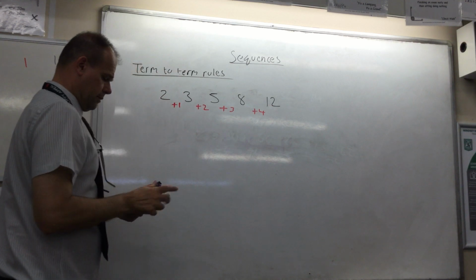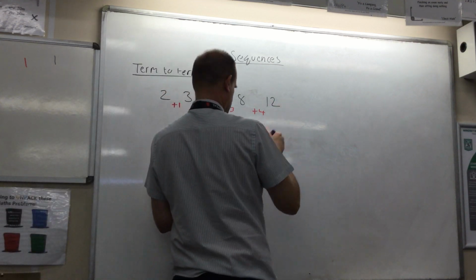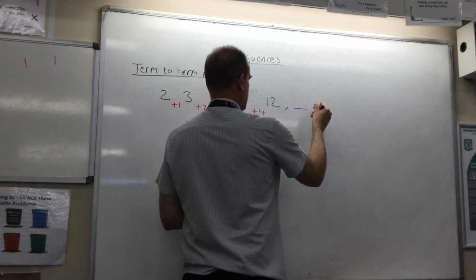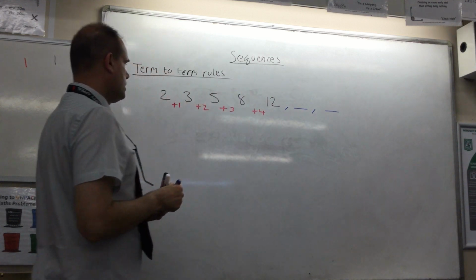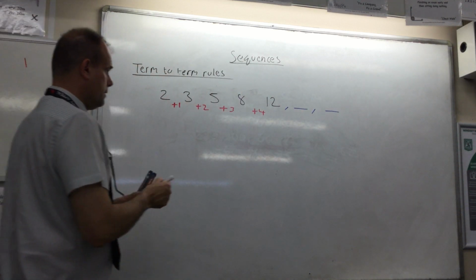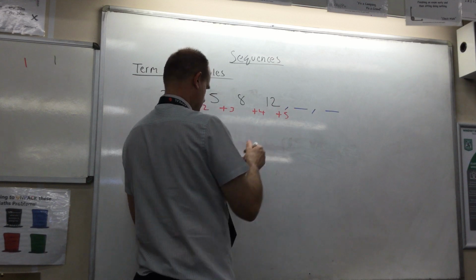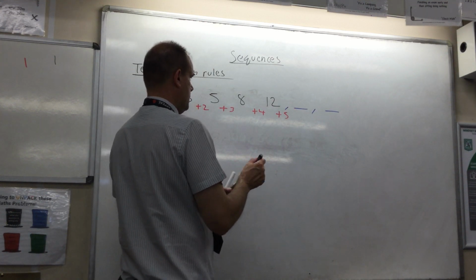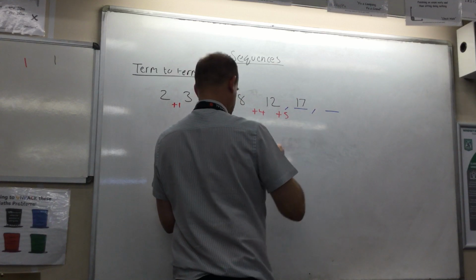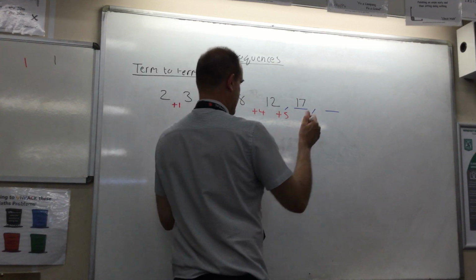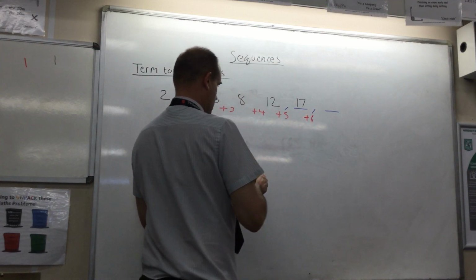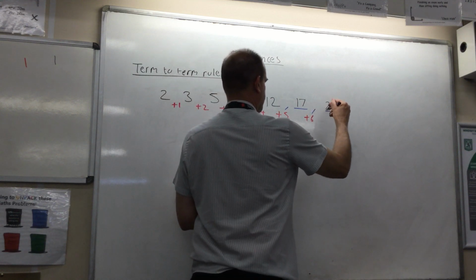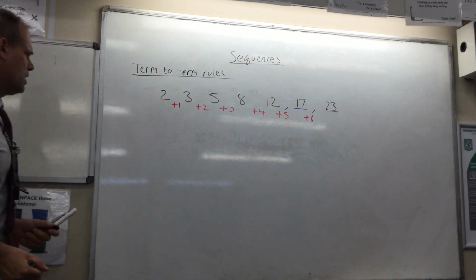So if you were to fill that one in there, and say that you wanted the next 2 numbers, you can see therefore you would add 5 onto that. Well, 12 and 5 would give you 17, which is there, and then 17, next one, is add 6, which is going to give you 23. Now, how do you describe that?